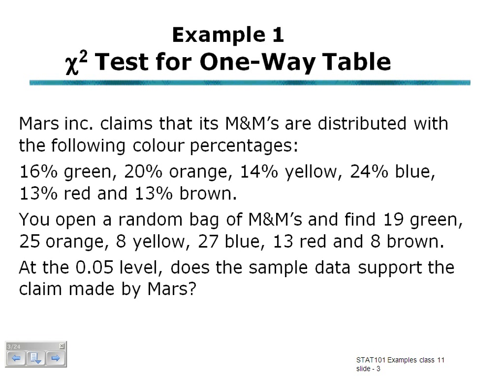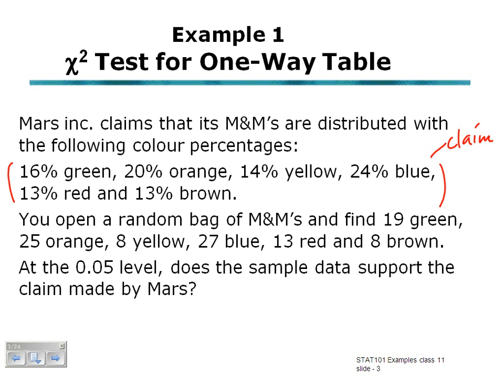What Mars Incorporated claims in terms of M&Ms is that in any packet, we would expect to see 16% green, 20% orange, 14% yellow, 24% blue, 13% red and 13% brown. That's the claim that we've taken from their webpage.